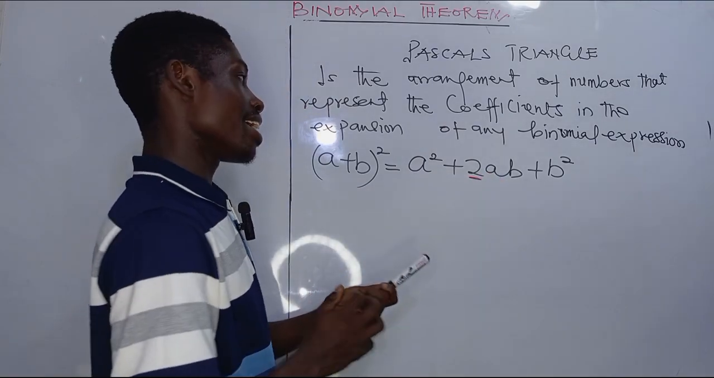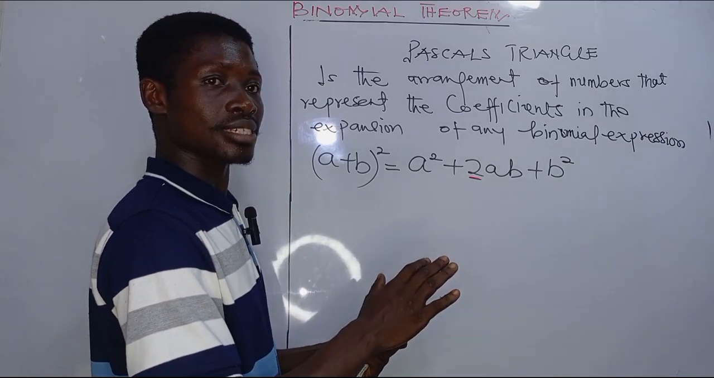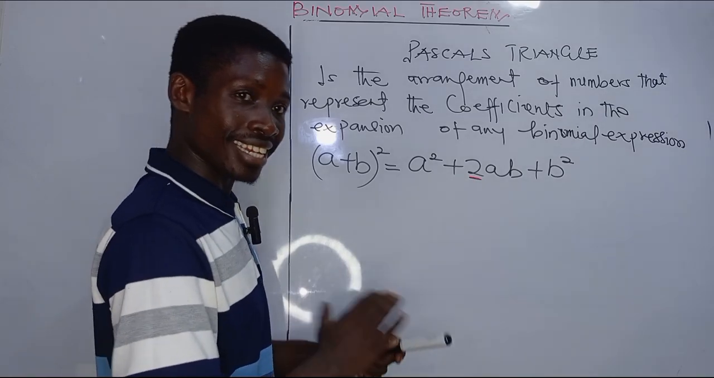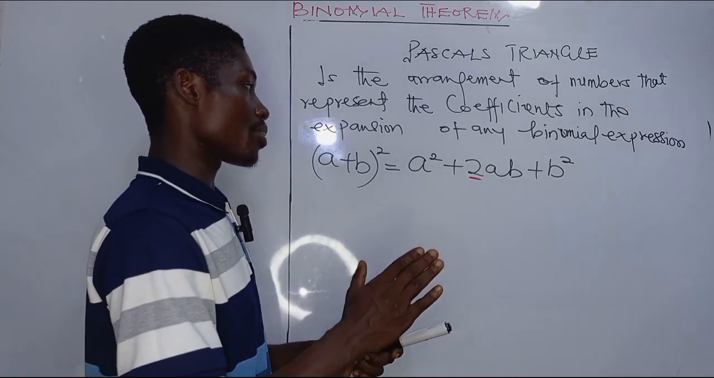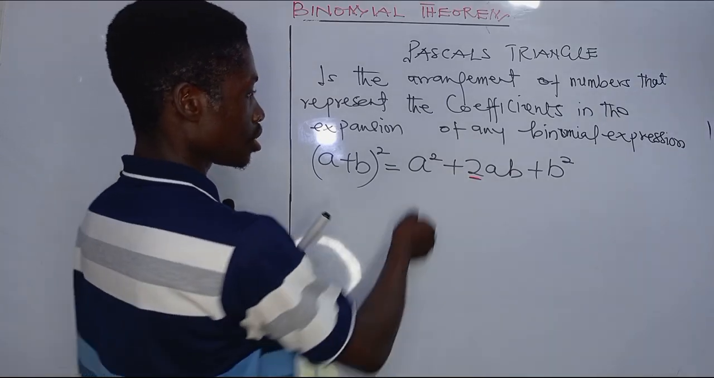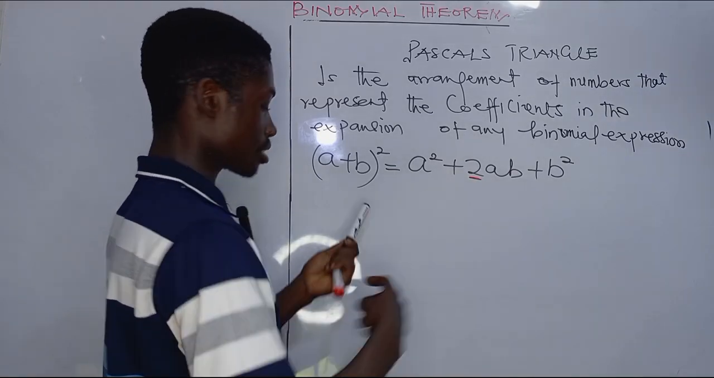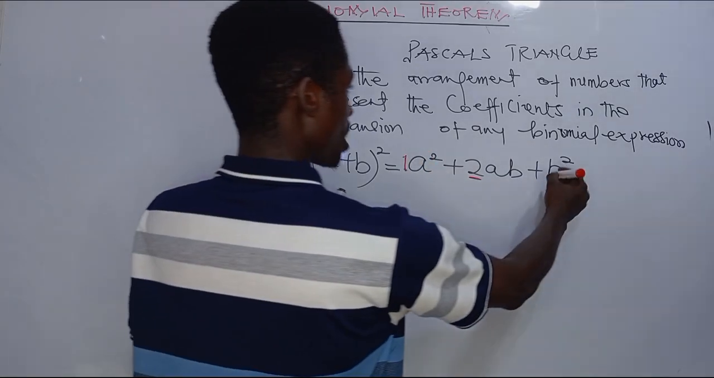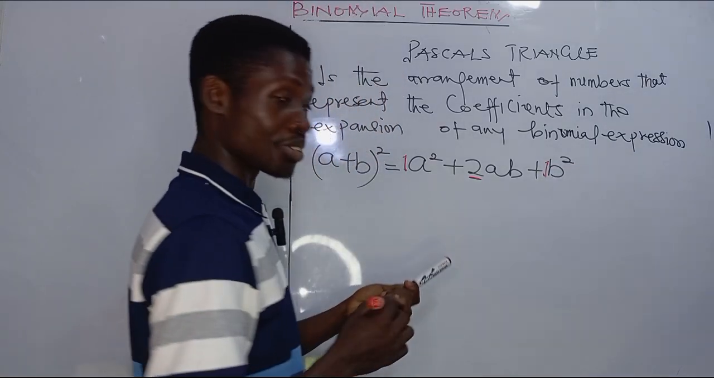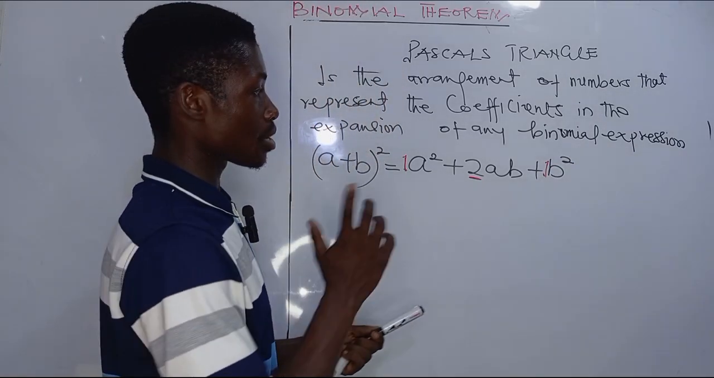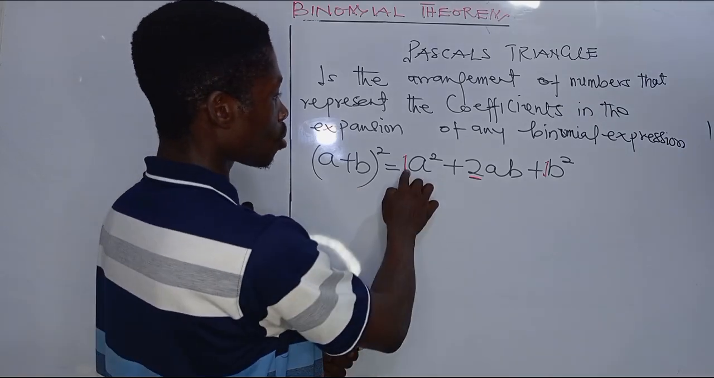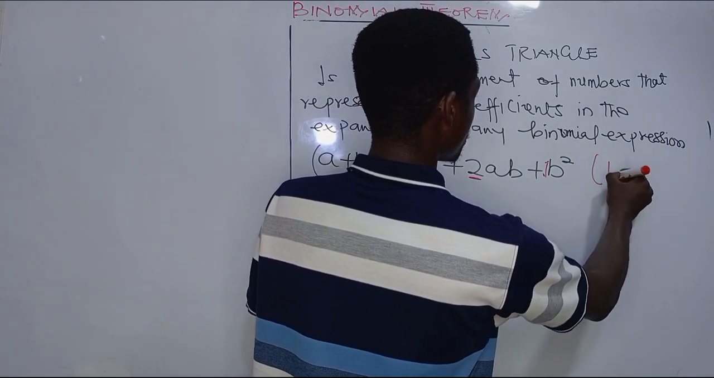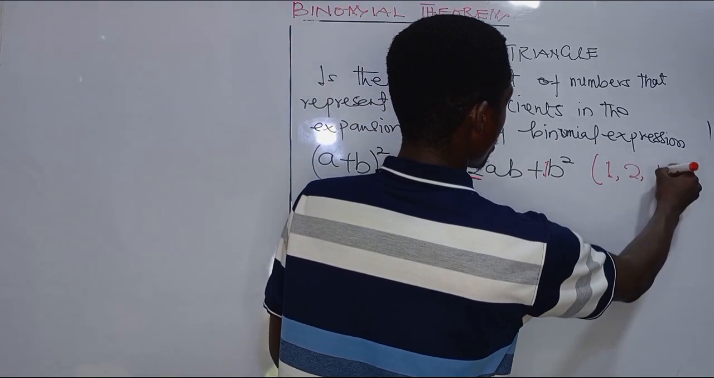Now remember, every variable has the number 1 written in front, but actually we don't write it. So when any variable is standing alone without any coefficient, there is 1 in front, but we don't write it. So with this, it means that we have 1 in front of a squared, but actually we don't write 1a squared. Here also we have 1 in front, but actually we don't write 1b squared. So the coefficients for this expansion are 1, 2, and then 1.